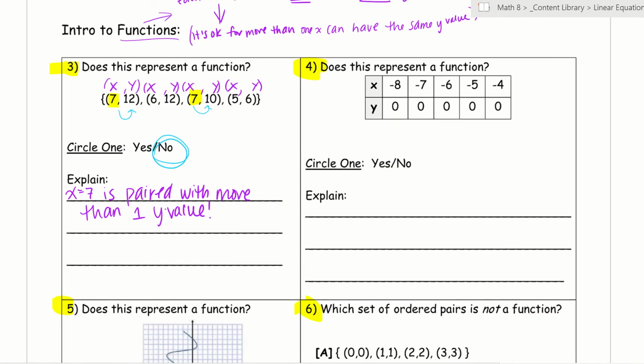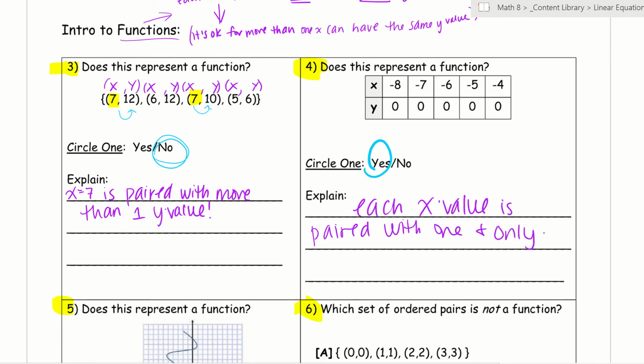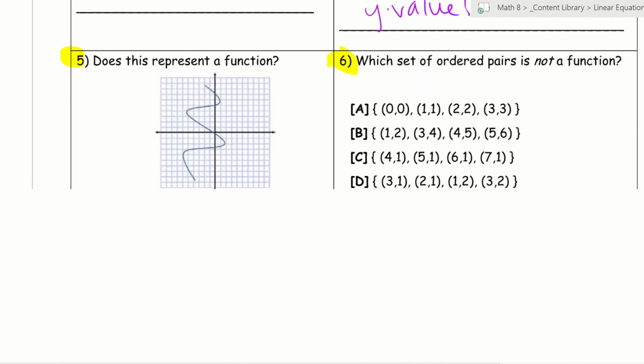What about this one? Does it represent a function? Well, do any of the x's repeat? No, they don't. So I'm going to write yes. Why? Because each x value is paired with one and only one y value.